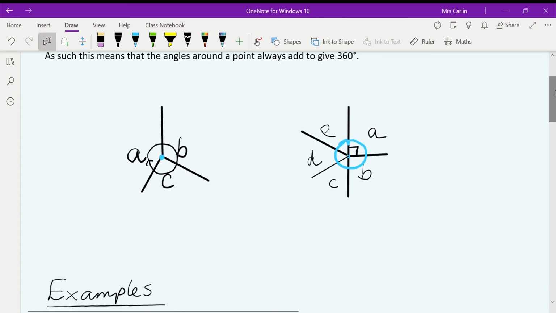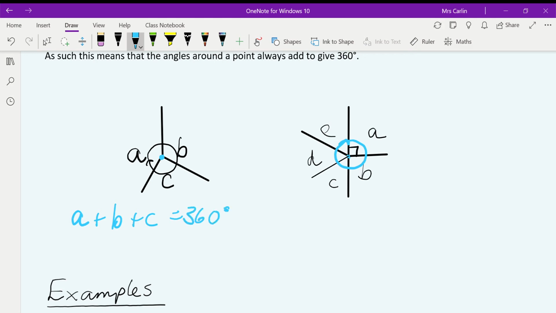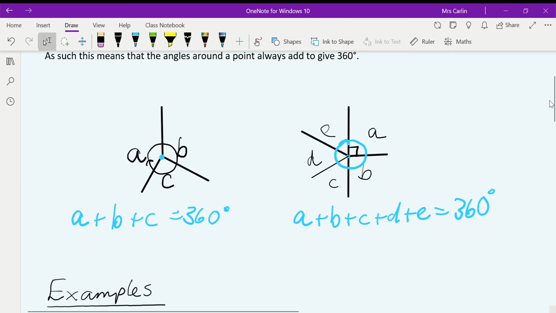How this can be written for each of these. So for this one, I can write it as A plus B plus C is equal to 360 degrees. And for this one over here, I can write A plus B plus C plus D plus E is equal to 360 degrees. So using this knowledge that angles around a point have to add up to 360, we're going to look at two examples.